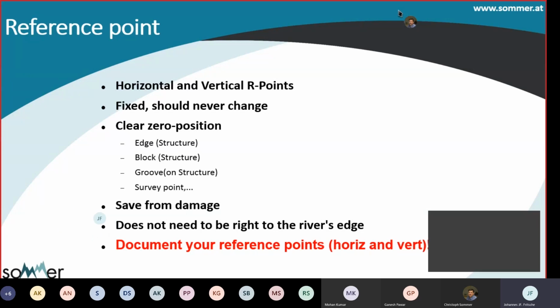And actually the reference point does not need to be right at the river's edge. It can be several meters away from the river, and it is even preferred if that point is much better than a point at the river's edge. So you're better off using the point that is further off of the river's edge than using an unspecified point that's close to the river. And it's very important that you document your reference point. Take some pictures and make some notes and probably get the coordinates from your GPS and document this information.